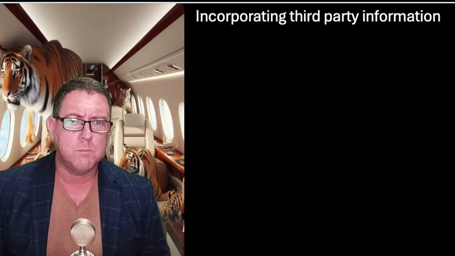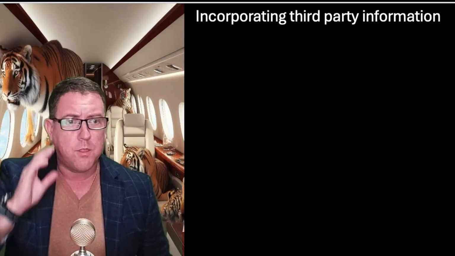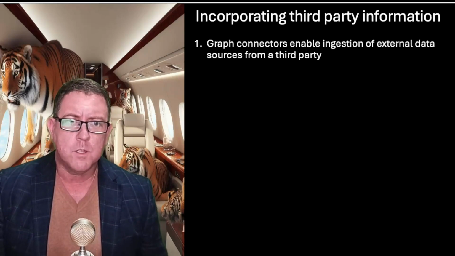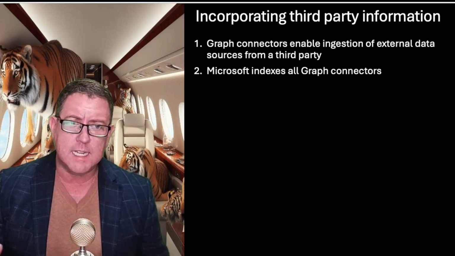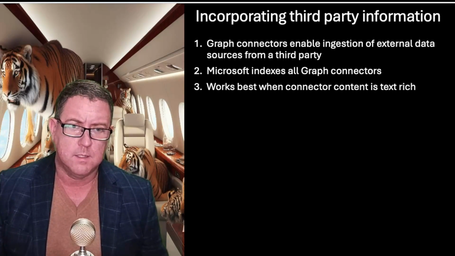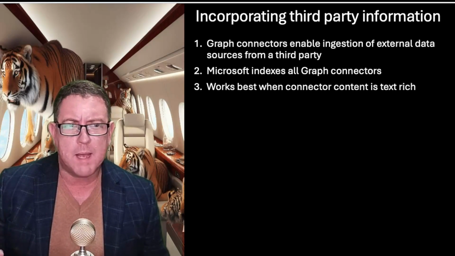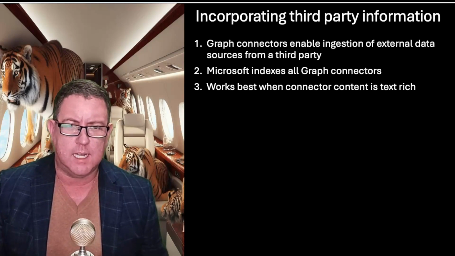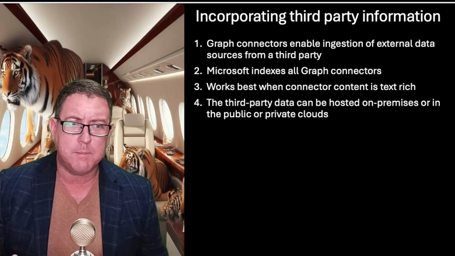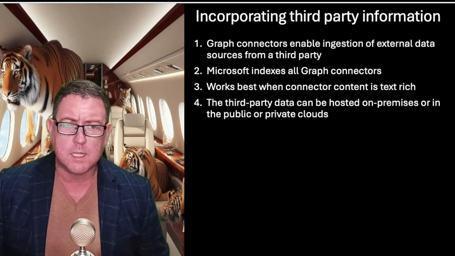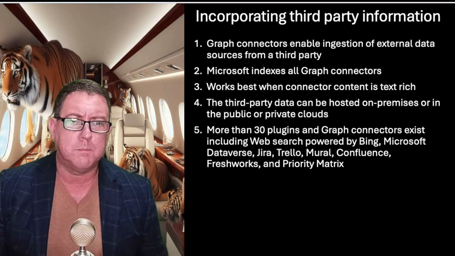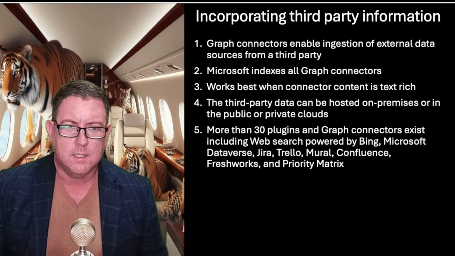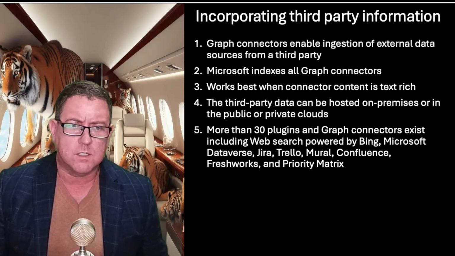Now let's talk about one of the most important topics, and that is incorporating third-party information. So graph connectors, they enable you to ingest the external data from a third-party source. Now, Microsoft indexes all the graph connectors. Now remember, these connectors work best when the content is in rich text. And third-party data can be hosted either on-premises or in your public cloud or your private cloud. And as of this talk, there's already more than 30 plugin and graph connectors, such as Bing, Microsoft Dataverse, Jira, and so on.